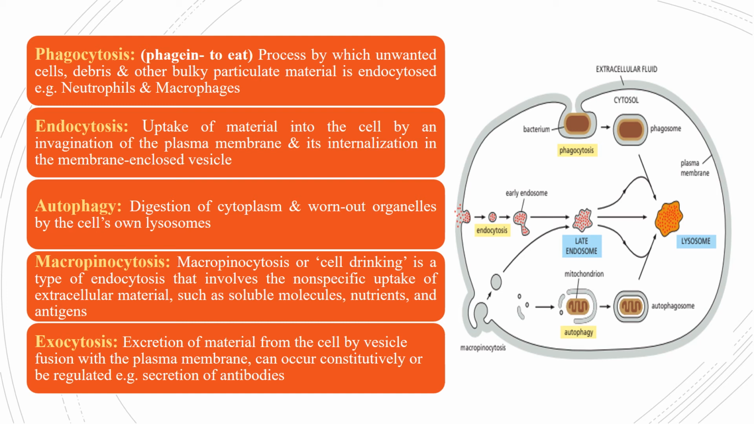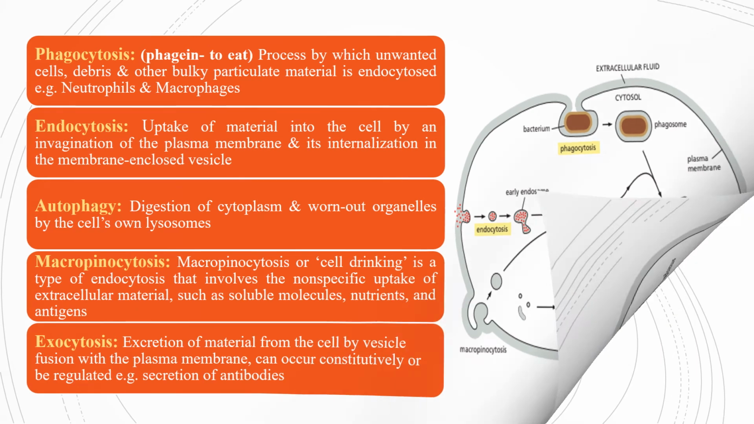Macropinocytosis, also known as cell drinking, is a type of endocytosis that involves non-specific uptake of extracellular material such as soluble molecules, nutrients, and antigens. Exocytosis is the excretion of materials from the cell by vesicle fusion with the cell membrane, which can occur constitutively or can be regulated, such as secretions of hormones, antibodies, etc.